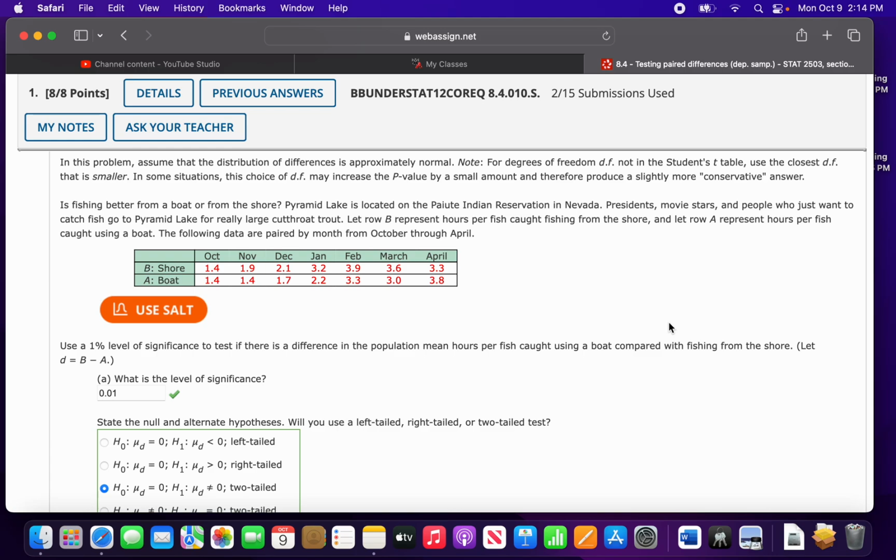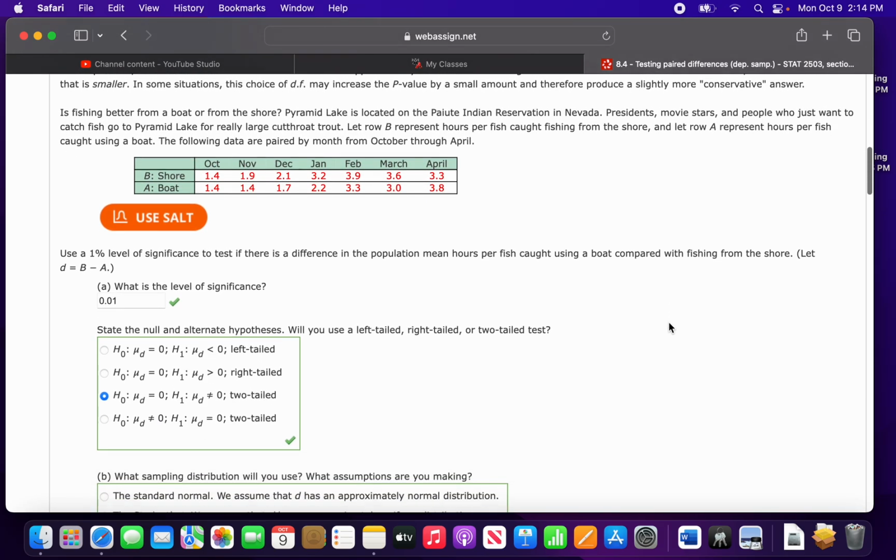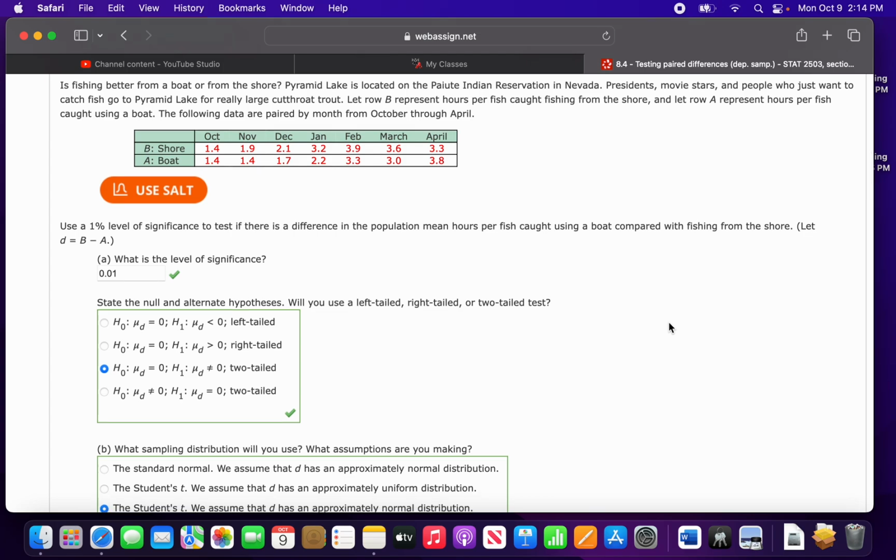For a paired differences on SALT, we're going to look at problem 1 from your next to last homework link. Is fishing better from a boat or from the shore? Pyramid Lake is located on the Paiute, I guess that's how you pronounce it, Indian Reservation in Nevada. Presidents, movie stars, and people who just want to catch fish go to Pyramid Lake for a really large cutthroat trout. Let capital B represent hours per fish caught fishing from the shore, and let capital A represent hours per fish caught using a boat.